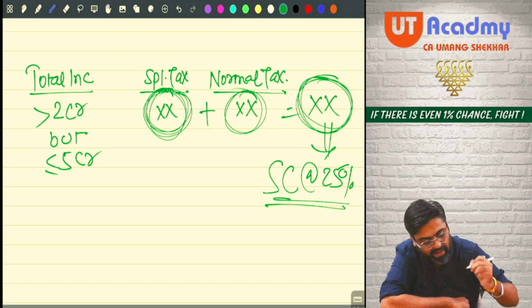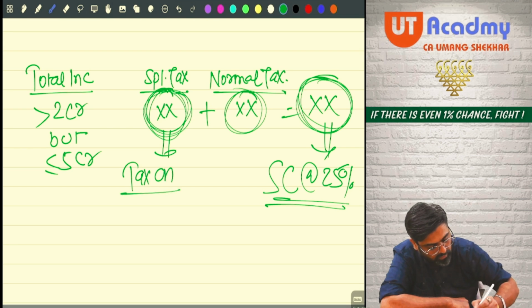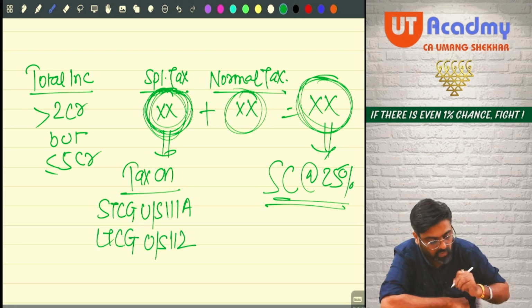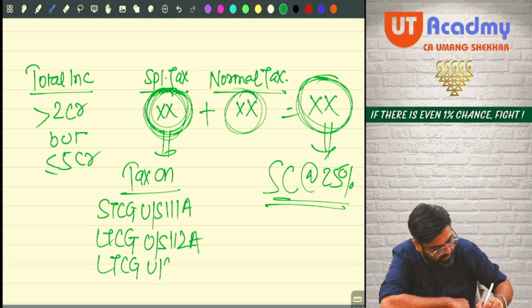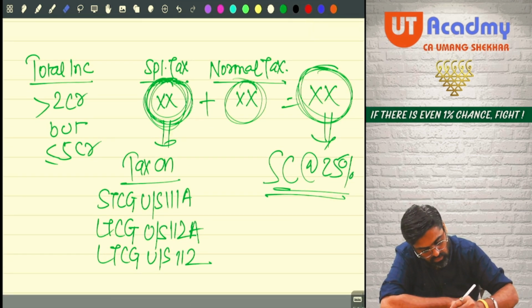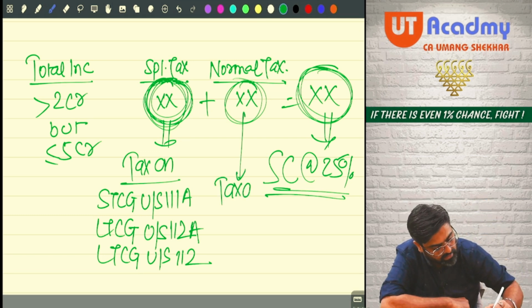In your special tax, you must have calculated tax on short-term capital gain, which is given under section 111A. In your special tax, you must have calculated the tax on long-term capital gain covered under section 112A, as well as the long-term capital gain under section 112. As well as in your normal tax, out of this normal tax, you would have calculated tax on dividend income.